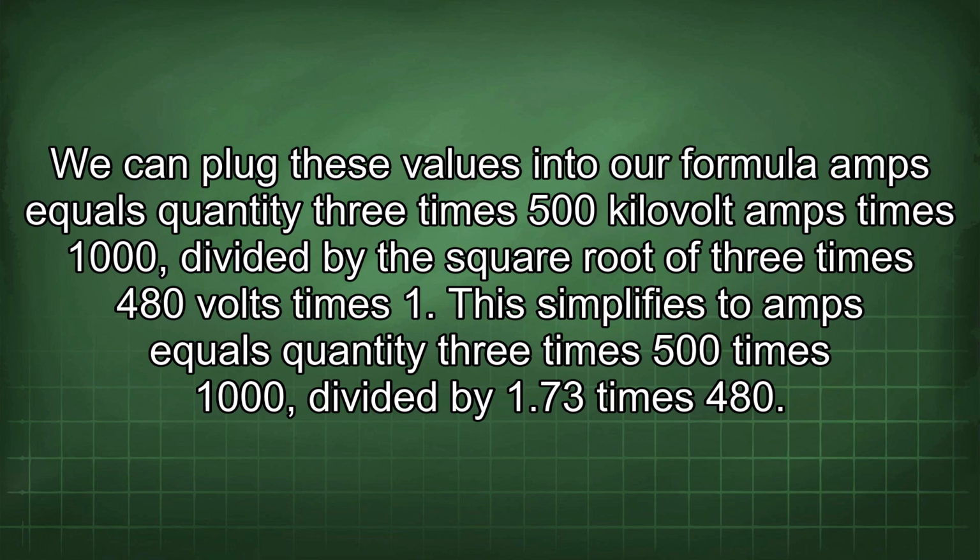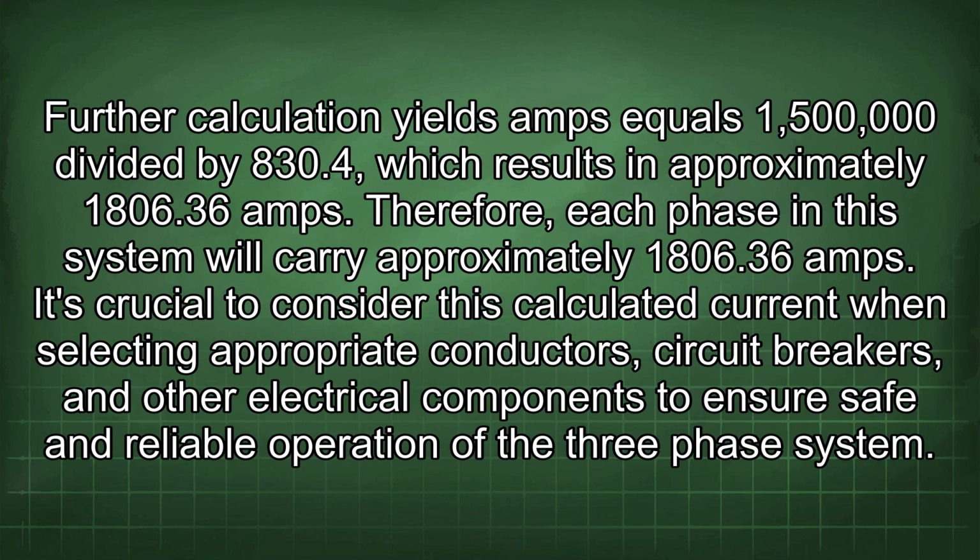Amps equals quantity 3 times 500 kilovolt amps times 1000, divided by the square root of 3 times 480 volts times 1. This simplifies to amps equals quantity 3 times 500 times 1000, divided by 1.73 times 480. Further calculation yields amps equals 1,500,000 divided by 830.4, which results in approximately 1806.36 amps. Therefore, each phase in this system will carry approximately 1806.36 amps.